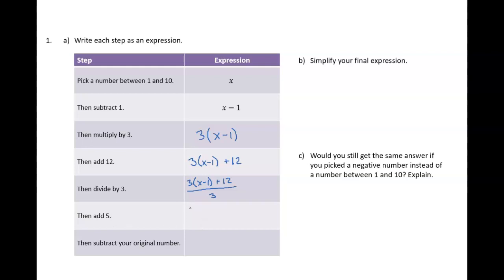Then we add 5 on top of that. Remember, if we just add 5 to the result, it doesn't go in the fraction. It goes over here at the end because we're just adding 5. And our final step was to subtract our original number. Now our original number we called x. So that means we're going to subtract x from this whole complicated thing we've got up here. So I just bring everything else down, plus 5 minus x. Okay, so that's our big complicated expression from all of those steps.